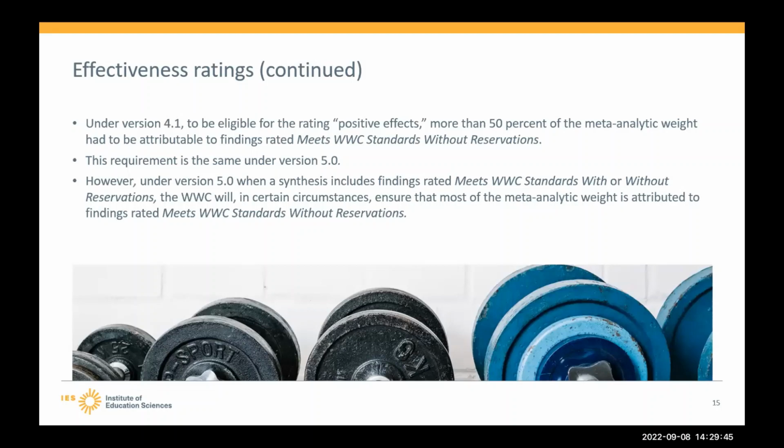Before doing that, I want to focus on one nuance that will end up being important for the ratings in WWC intervention reports and practice guides. Specifically, the WWC has developed an approach to meta-analysis to ensure that, when possible, most of the meta-analytic weight will be attributed to findings that meet standards without reservations. The WWC will only implement this procedure when the amount of information in the studies that meet standards without reservations is responsibly large. This is what I meant when I said that the WWC would implement this procedure when possible. But when the WWC can implement this procedure, it's a good way of allowing the more trustworthy information to be the primary driver of WWC ratings.